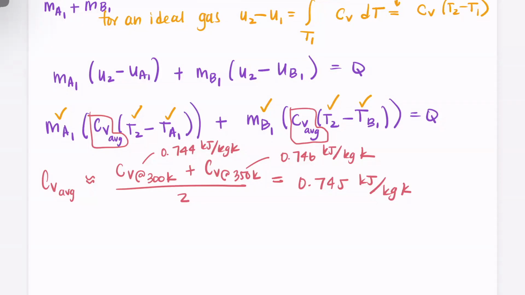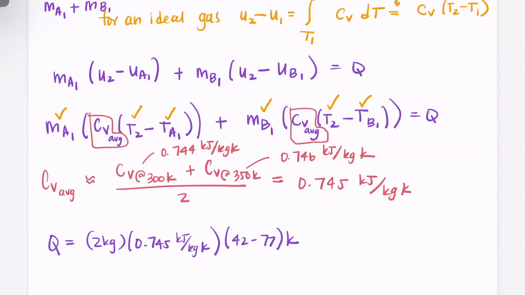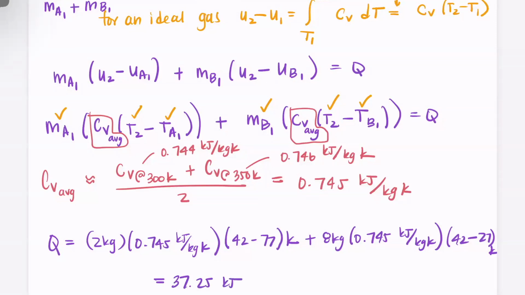Okay, so plugging that back in, we get that Q is equal to 2 kilograms, so this is MA1, times 0.745 kilojoules per kilogram K, times T2, which is 42 minus 77 Kelvin, plus 8 kilograms times 0.745 kilojoules per kilogram K, times T2, which is 42 minus 27 K. And we get 37.25 kilojoules, which is greater than 0, which means heat is input into the system.